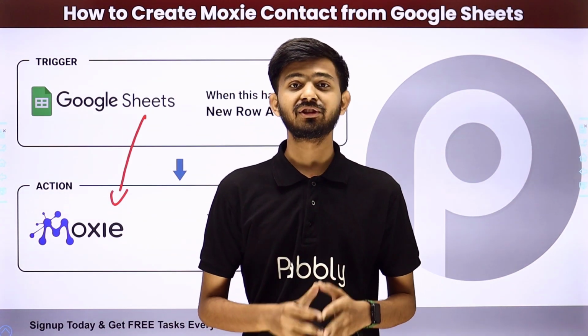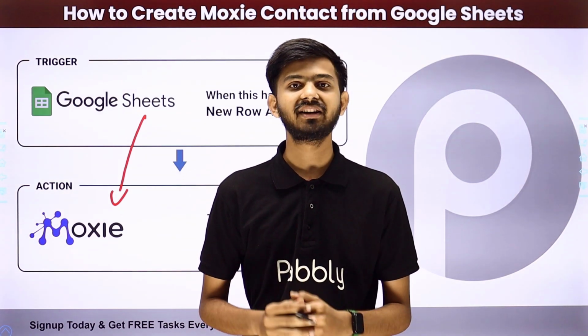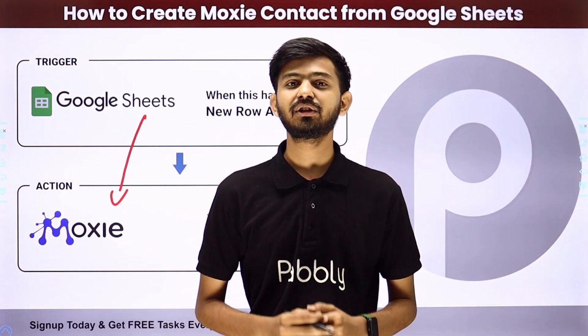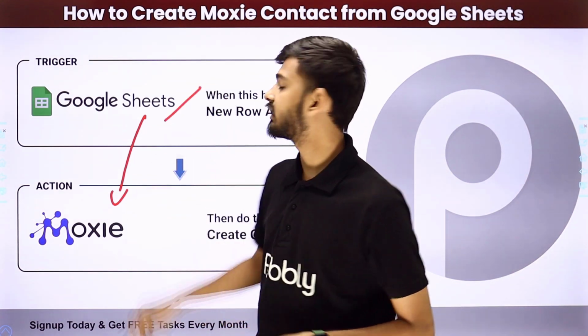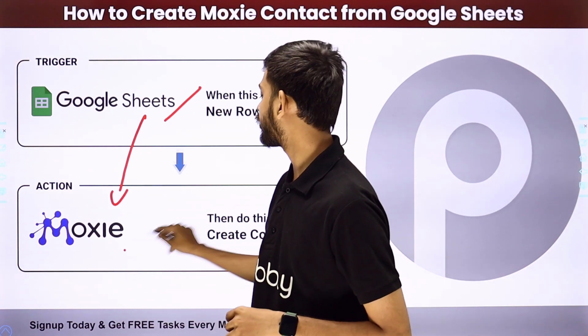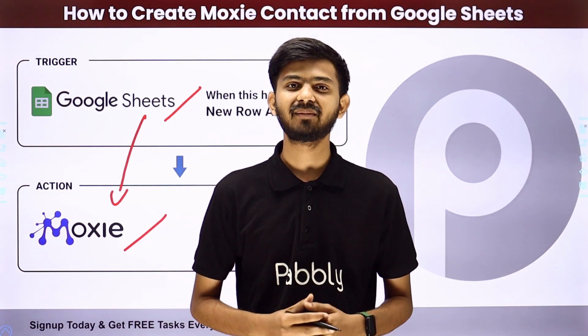For creating this integration, we are going to use Pabbly Connect, which is an amazing software for automation and integration. In Pabbly Connect, we are going to use trigger and action. In the trigger application, I'm going to use Google Sheets. In the action application, I'm going to use Moxie. So how am I going to create this integration? For that, let me take you to my computer screen.